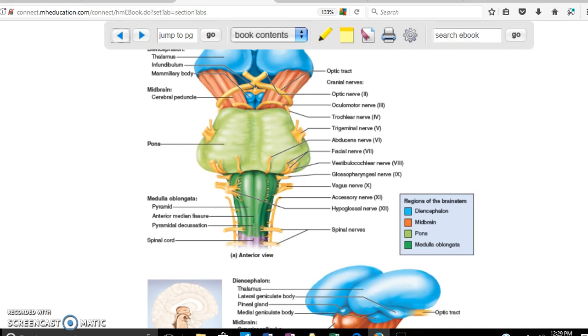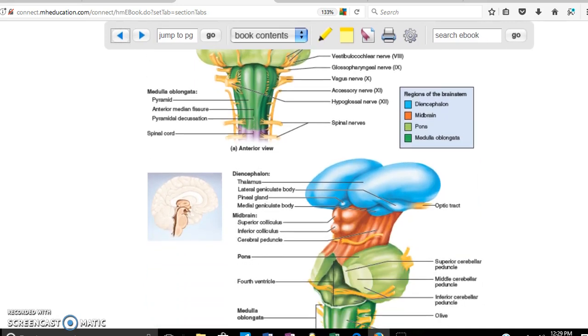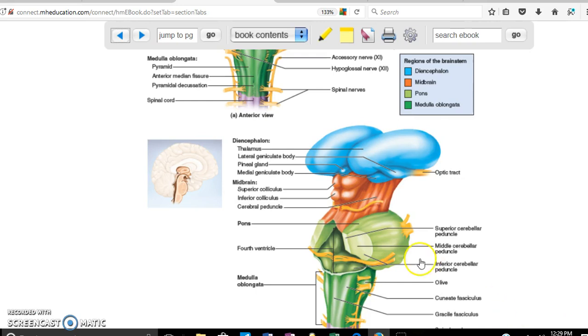If you look in here, you have the posterior view of the brainstem. Again, let's skip the blue part because that's the diencephalon, so we are not going to cover that as part of the brainstem, but we will cover the diencephalon later on. So right here we have the midbrain, pons, and medulla oblongata.